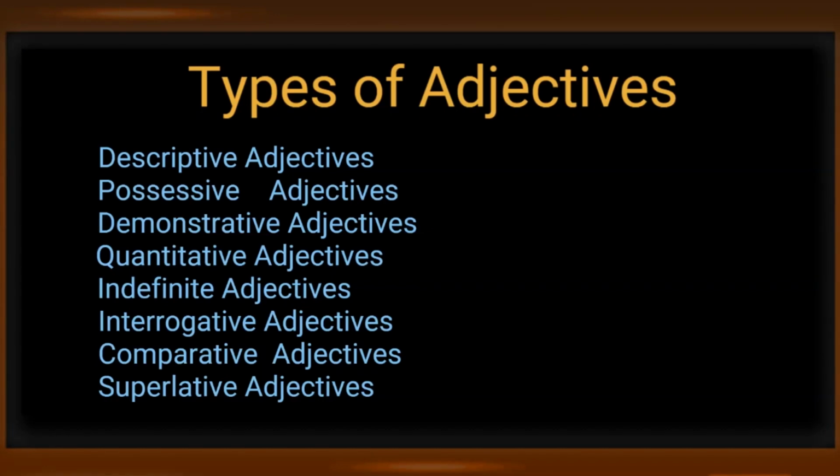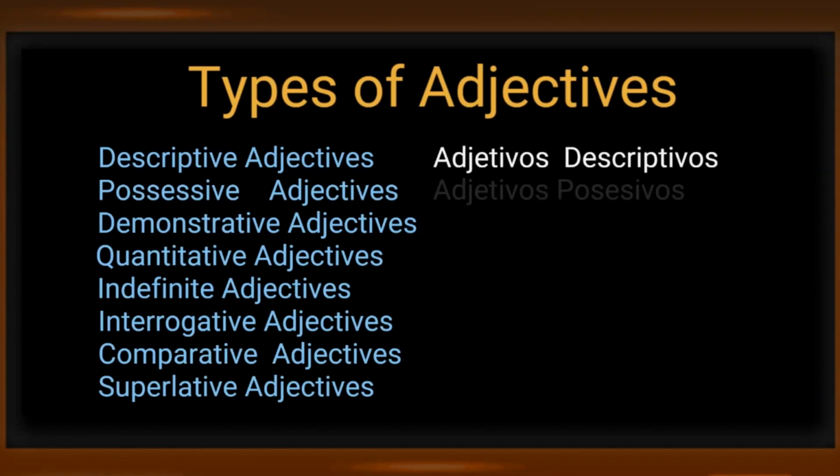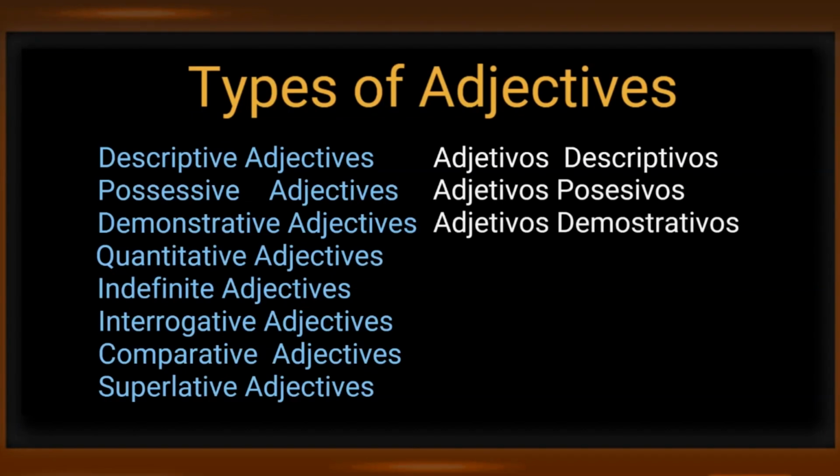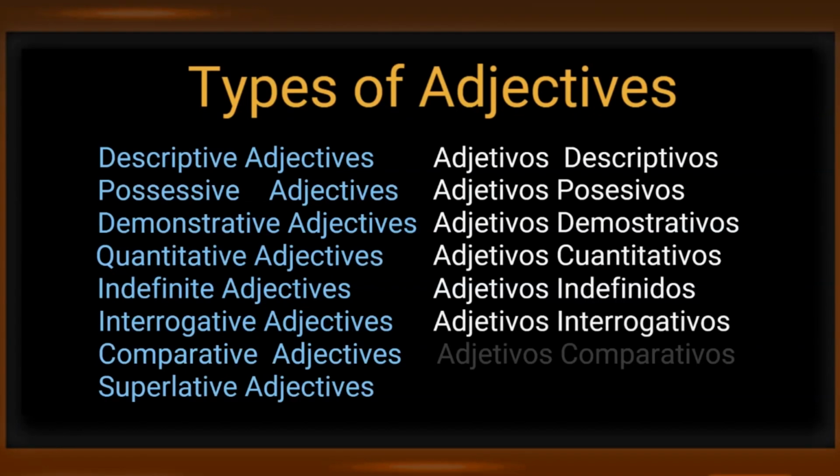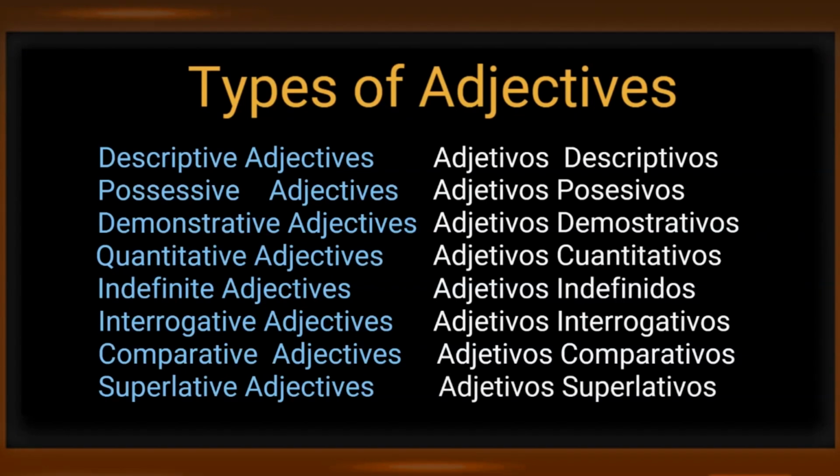Types of adjectives. Descriptive adjectives. Possessive adjectives. Demonstrative adjectives. Quantitative adjectives. Indefinite adjectives. Interrogative adjectives. Comparative adjectives, and superlative adjectives.